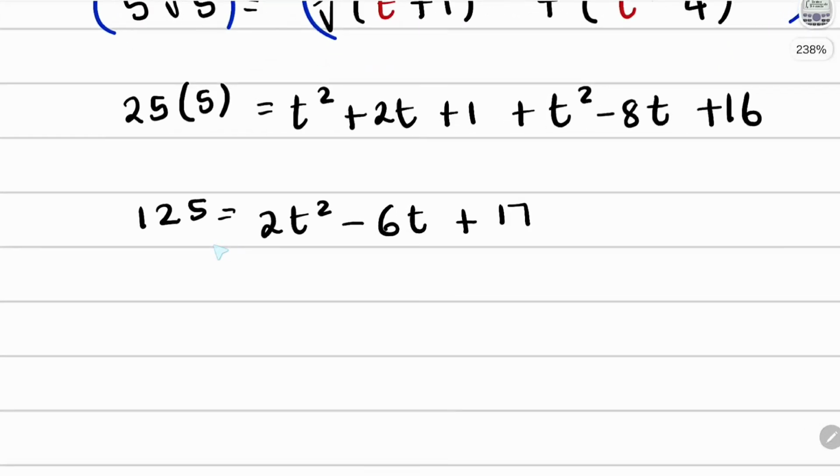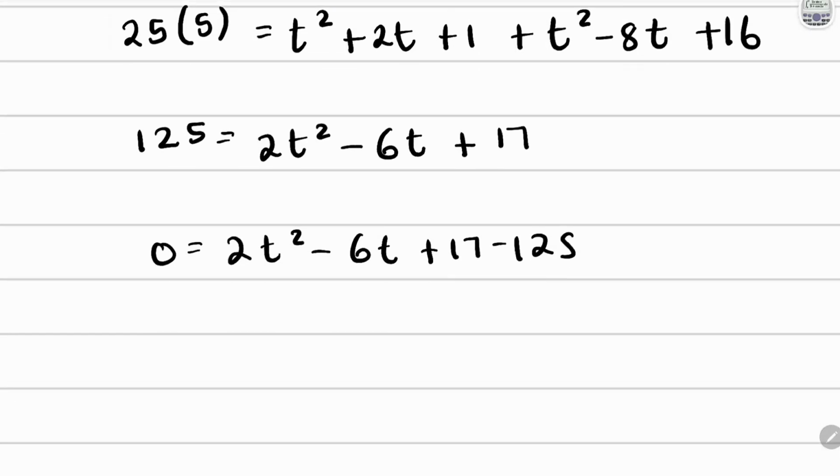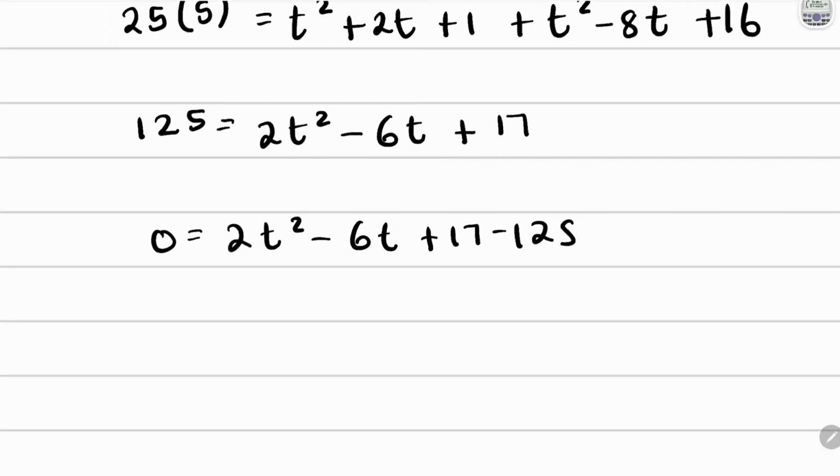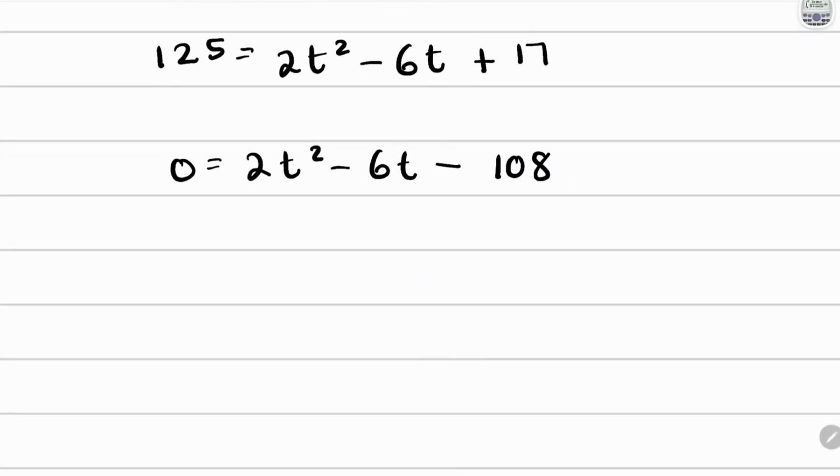Okay, we still have our 125, so we can take that over. So 0 equals 2t squared minus 6t plus 17 minus 125. So what is 17 minus 125? I'll just calculate it here on my calculator. 17 minus 125 is negative 108. Okay, so we have that.